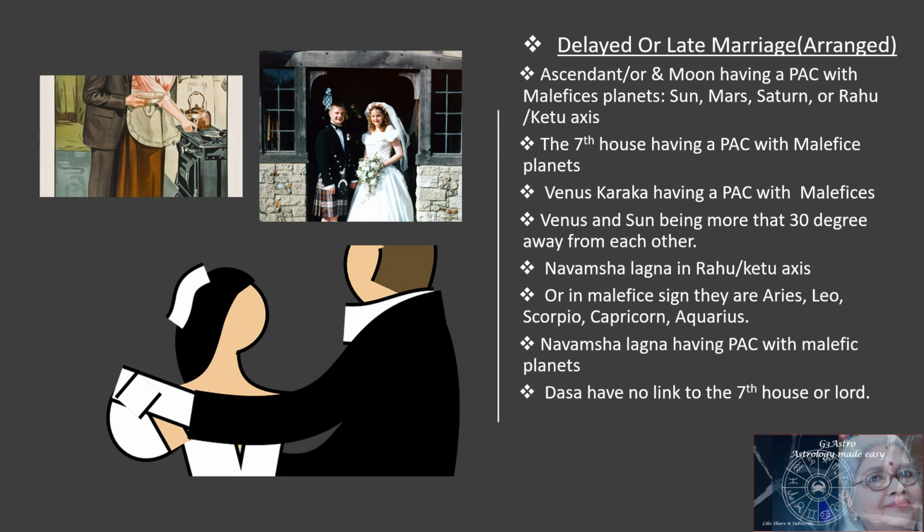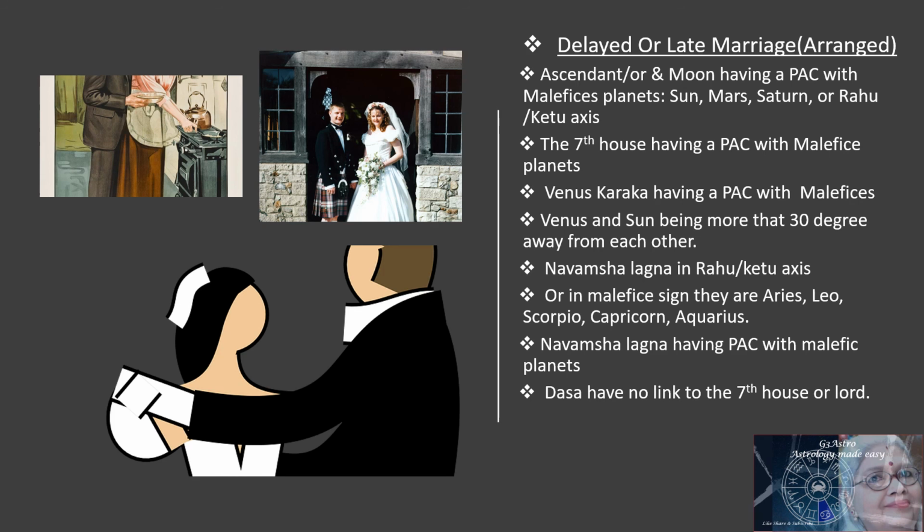Navamsha lagna in the Rahu Ketu axis. I have explained the Navamsha lagna. Malefic signs are Aries, Leo, Scorpio, Capricorn and Aquarius. Navamsha lagna should not be in malefic signs. Navamsha lagna should have a PAC with malefic planets. Dasha and Bhukti do not have a strong link to the 7th house or the 7th lord.